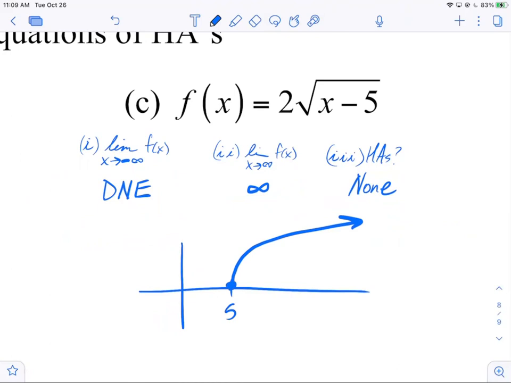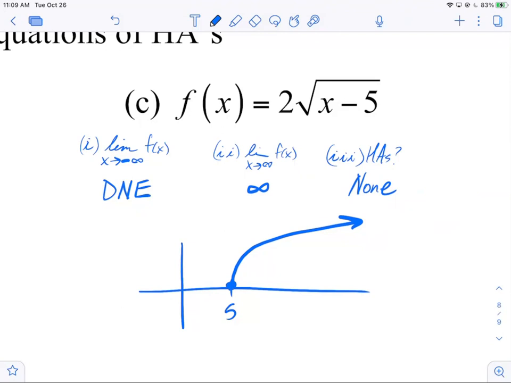Well, the graph doesn't even live to the left of 5. So when we talk about the left end behavior, we're not talking about the left end of the graph, right? We're not talking about the leftmost point of the graph. When we talk about left end behavior, we're talking about negative infinity. And then, of course, the limit as x goes to positive infinity is positive infinity.